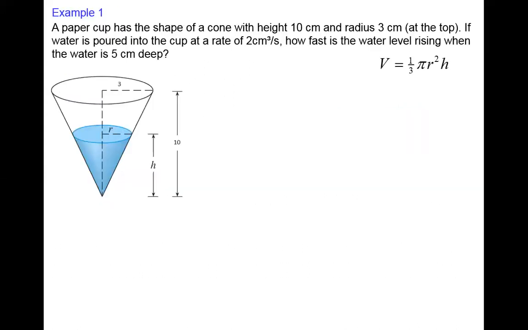Okay, example number 1. A paper cup has a shape of a cone with a height of 10 centimeters and a radius of 3 at the top. If water is poured into the cup at the rate of 2 cubic centimeters per second, how fast is the water level rising when the water is 5 centimeters deep?